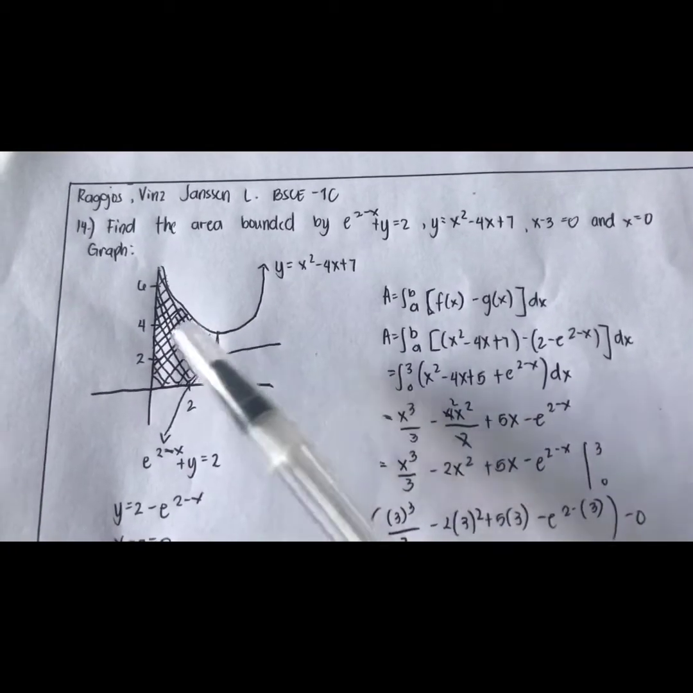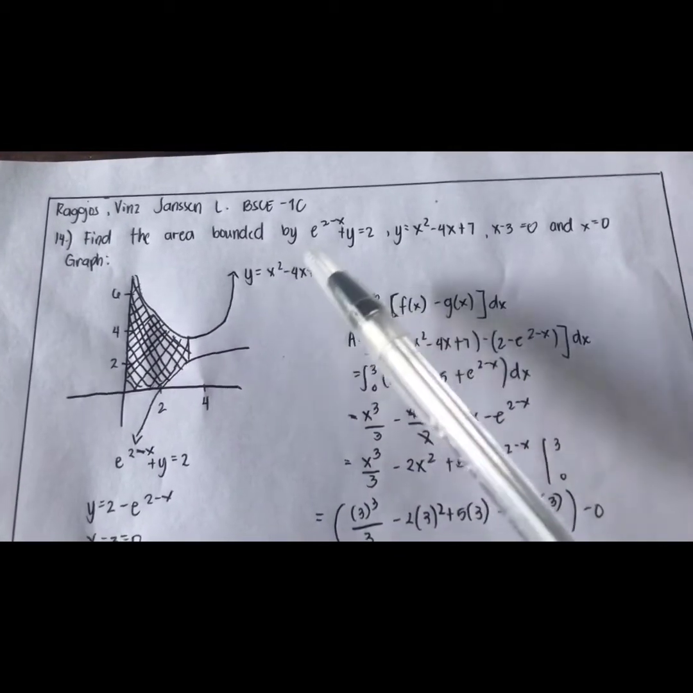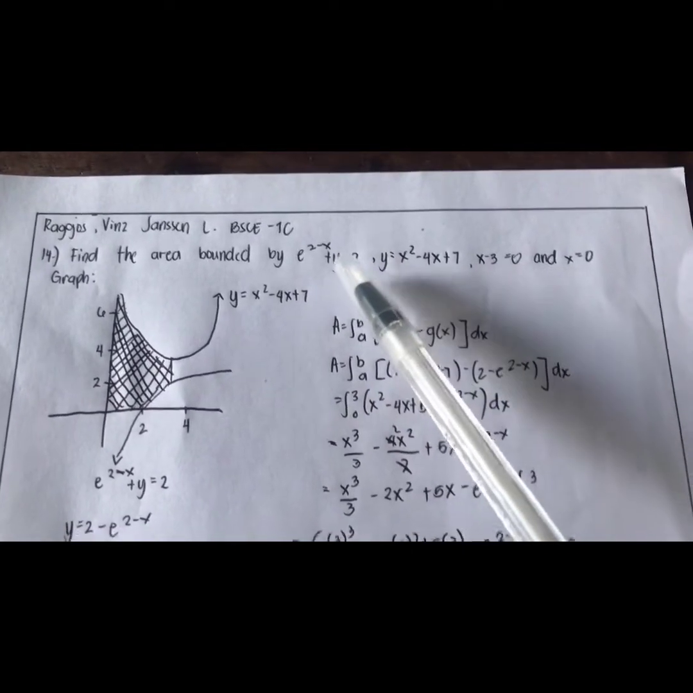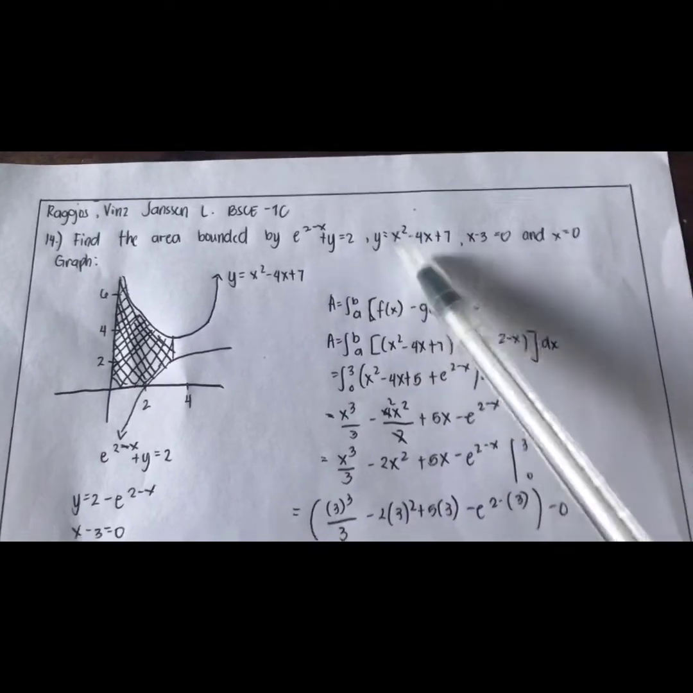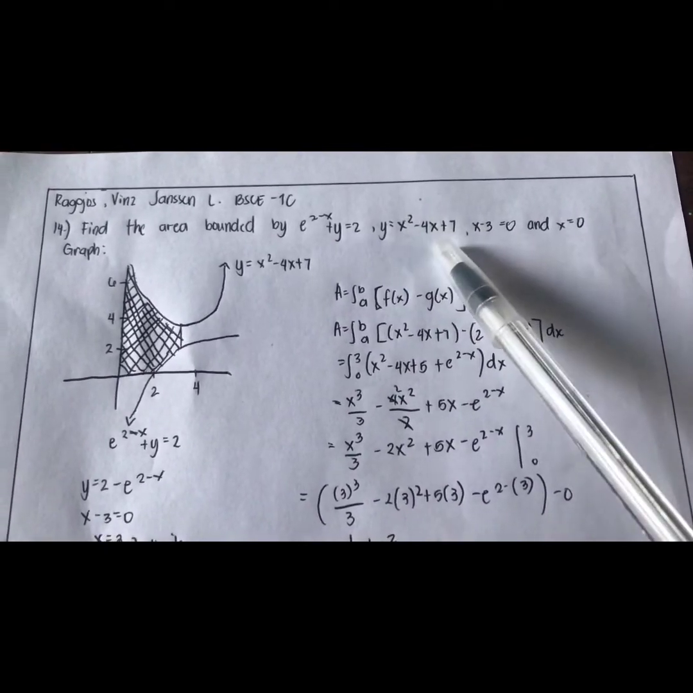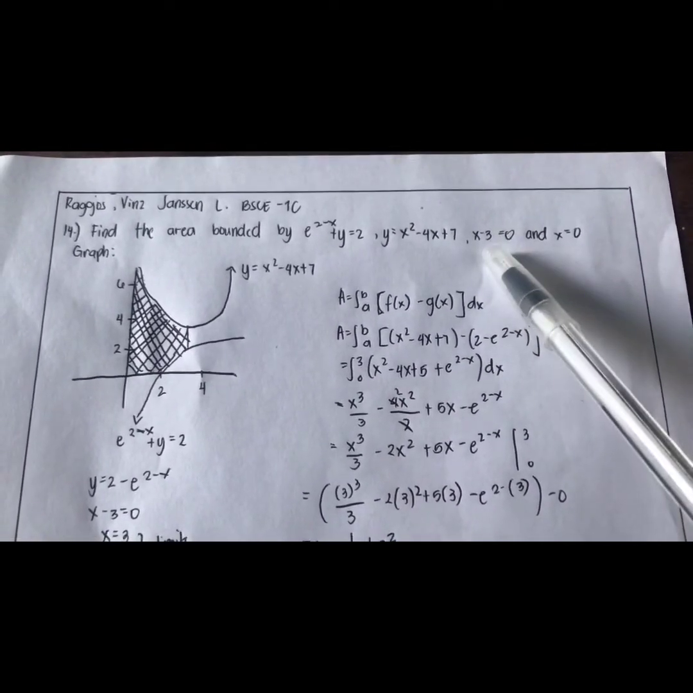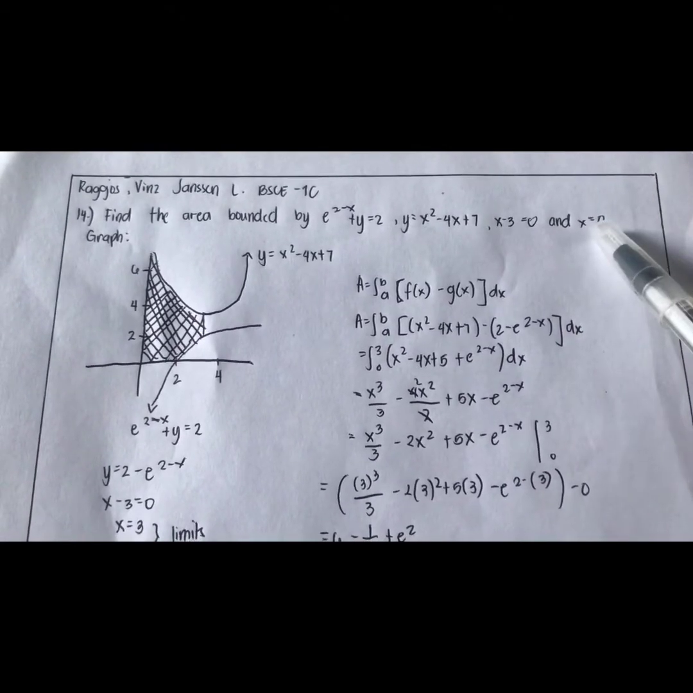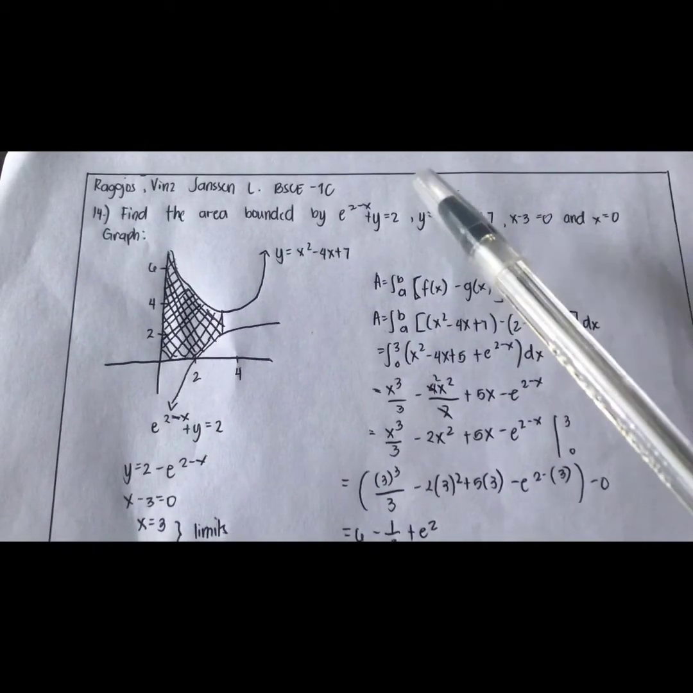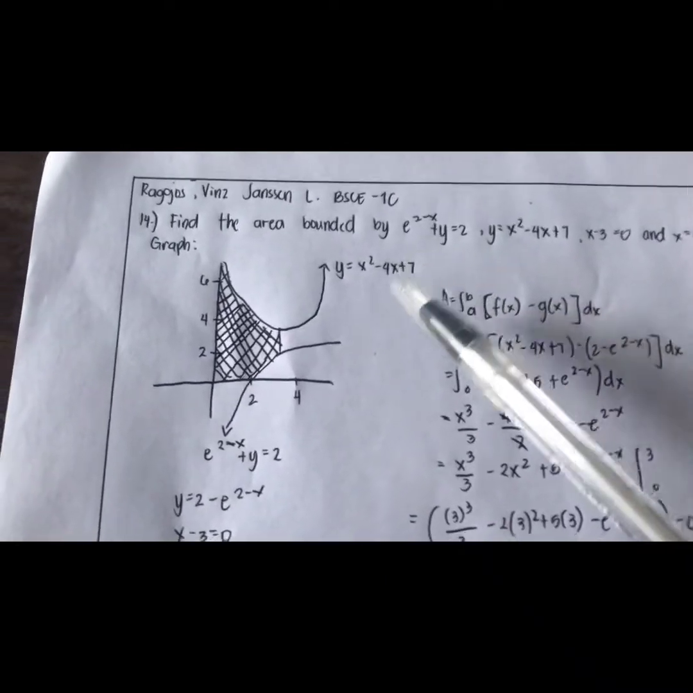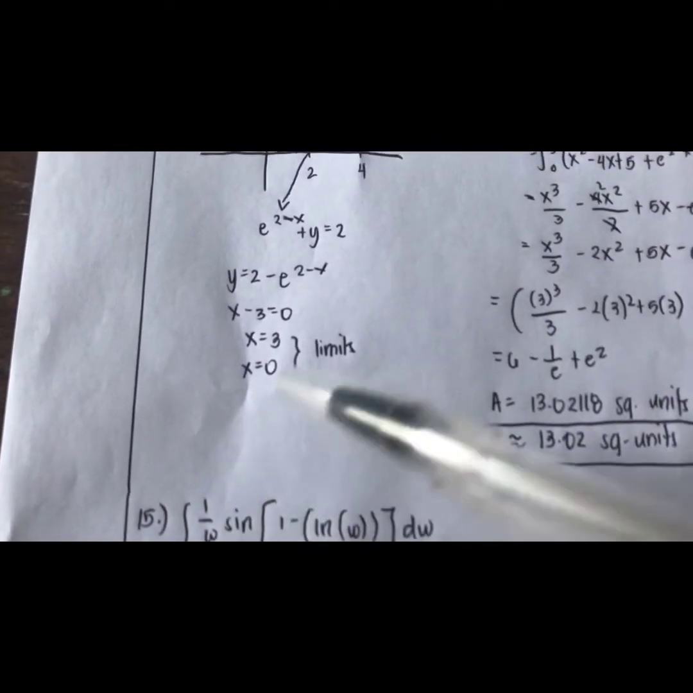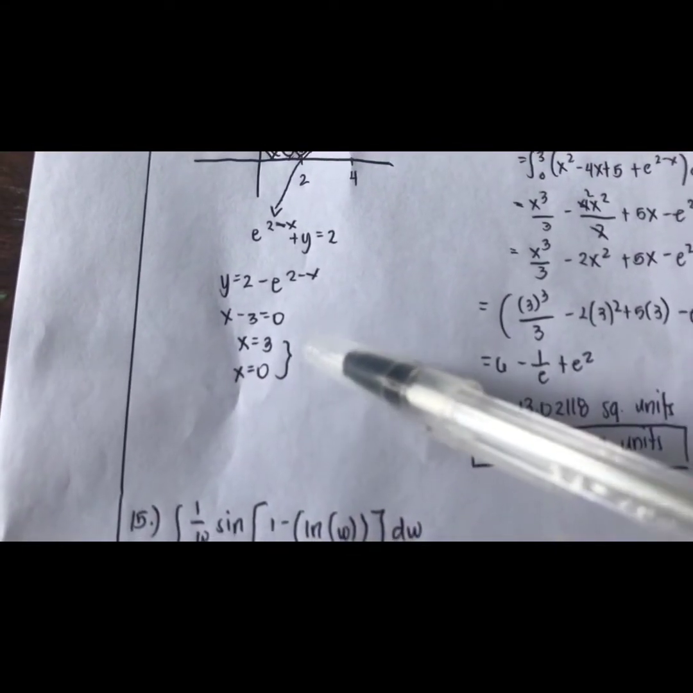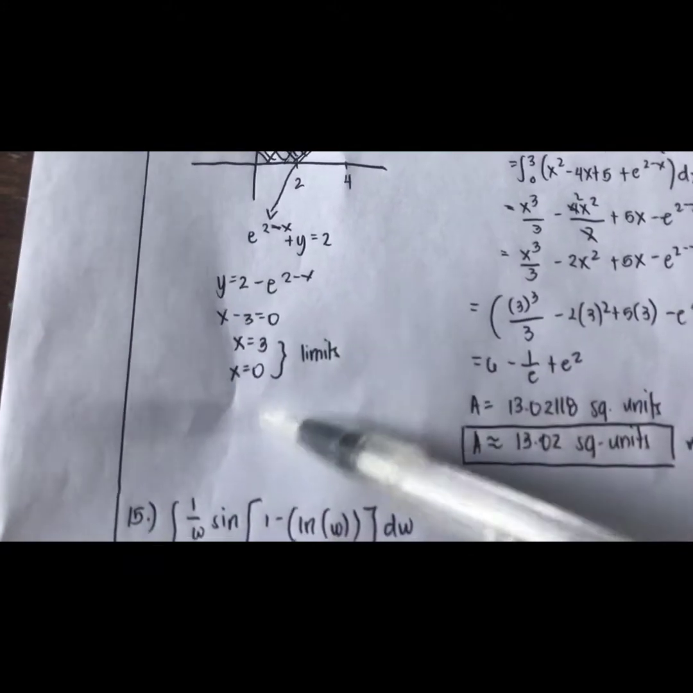Problem number 14. Find the area bounded by e raised to 2 minus x plus y is equal to 2, y is equal to x squared minus 4x plus 7, x minus 3 is equal to 0, and x is equal to 0. Now, if we're going to graph the equation, the graph will look like this. Now, we're going to find the limits. The limits are x is equal to 3, and x is equal to 0.